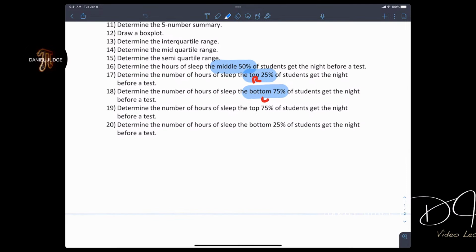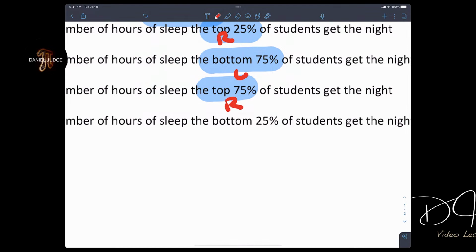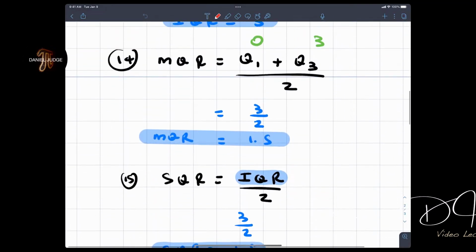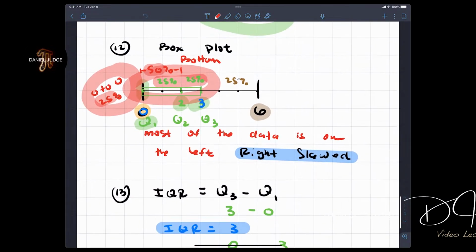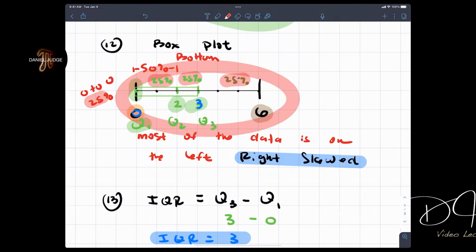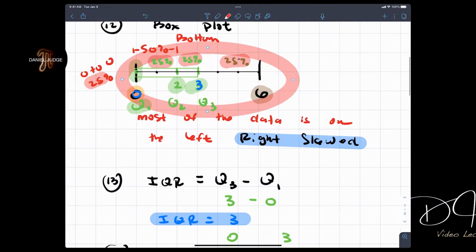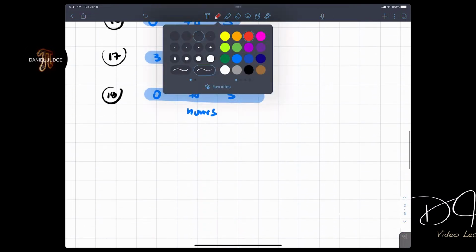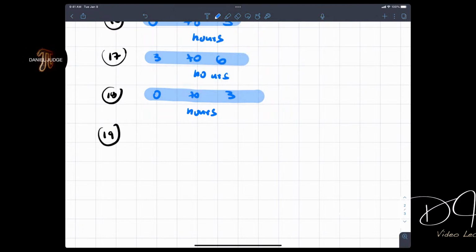All right, now we're going to go to the top 75%. They want to know the top 75%. They might as well ask us for the right, because to the top is to the right. Top 75% of the data. How many hours of sleep? Top 75%. So I'm going to go back to my box plot. Okay. Now to the right, I have what? 25, 25, 25. That's from 0 to 3. So this is the top. To the right, 75% from 0 to 3. Okay, be careful about this over here. Right, 0 to 0, there's 25%. This is a right skewed picture, so this is from 0 to 6. So number 19, 0 to 6 hours.